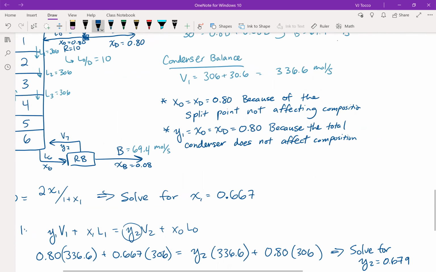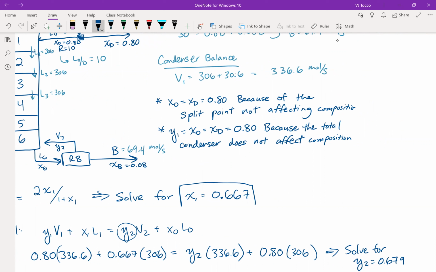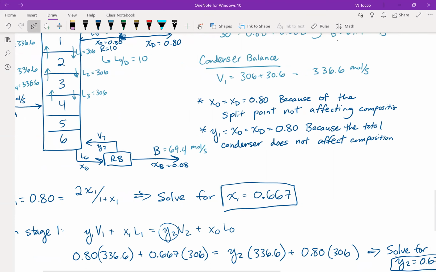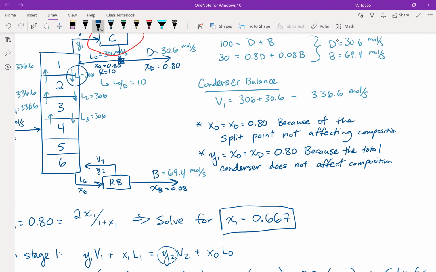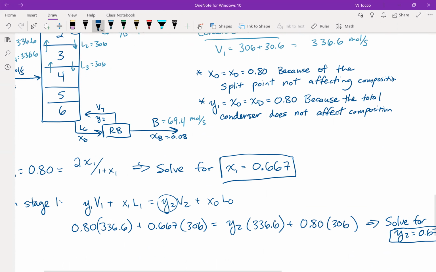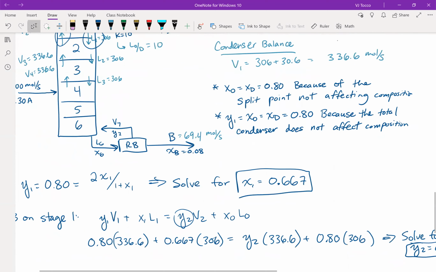All right, so I still know all the flow rates, and I'm working my way down the column. I'm going to start boxing some answers. My next order of business now is because I know everything coming off of stage 1, I now know this stream as well. And because I know this stream, I just solved for Y2, I can now say Y2 is in equilibrium with X2.